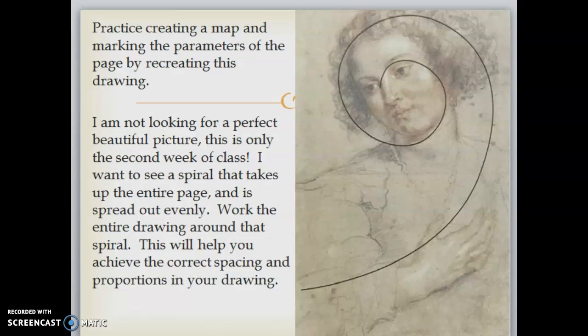Practice creating a map and marking the parameters of the page by recreating this drawing. I'm not looking for a perfect, beautiful picture. This is only the second class. I want to see a spiral that takes up the entire page and is spread out evenly. Work the entire drawing around that spiral. This will help you achieve the correct spacing and proportions in your drawing.